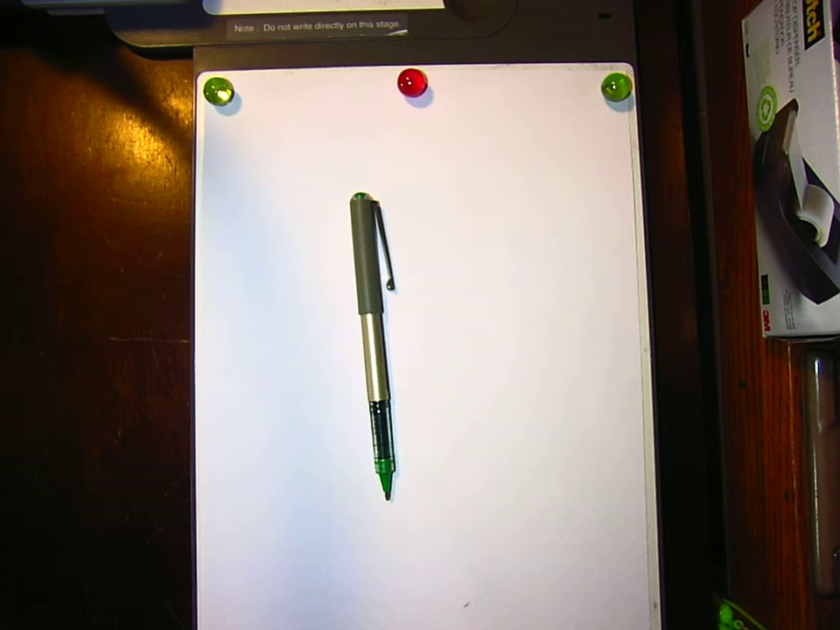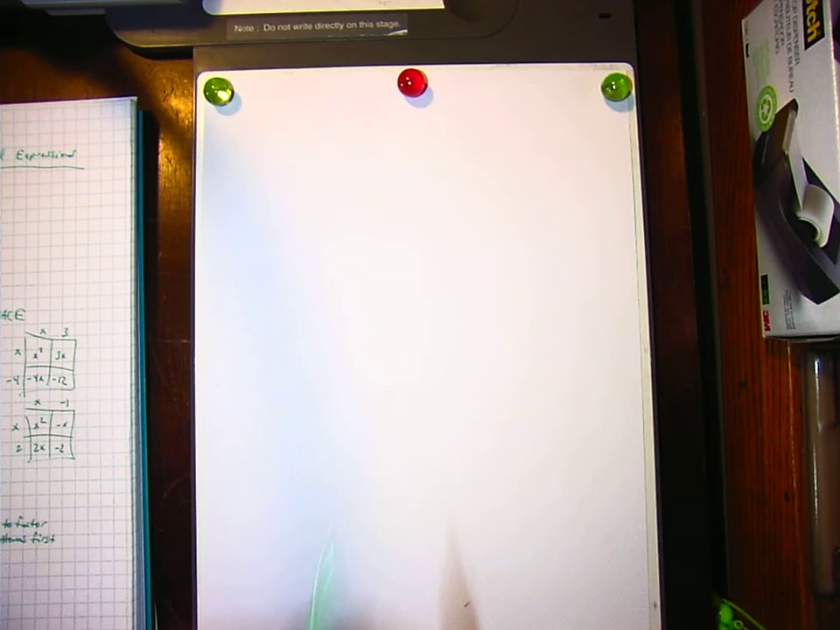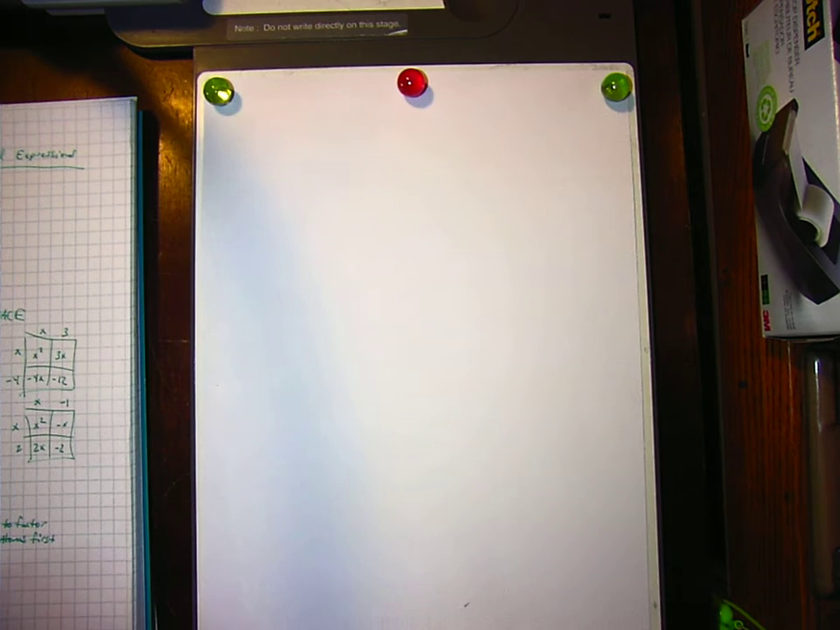Alright, believe it or not, this is the night before, not the morning of, which is crazy. Alright, let's get this started.